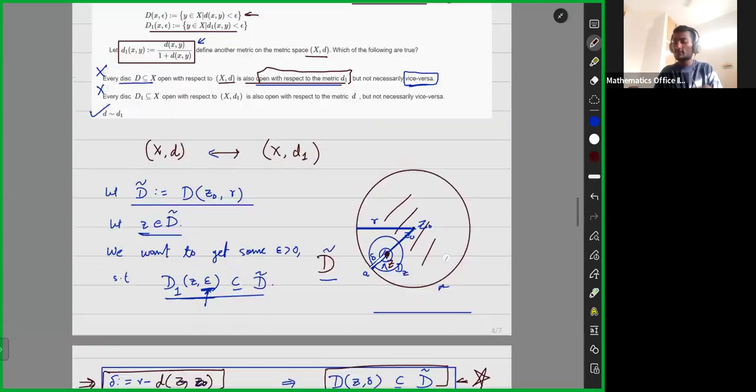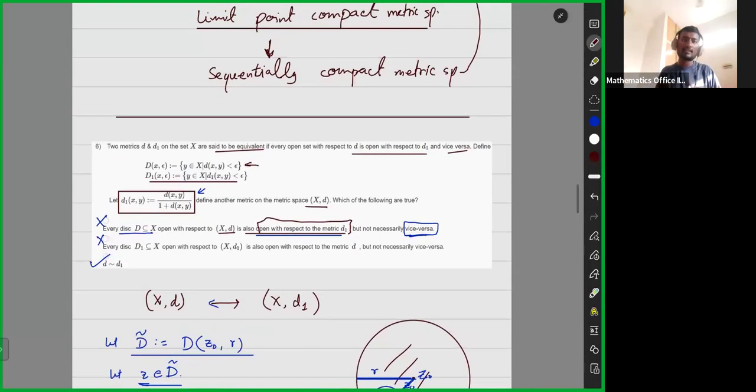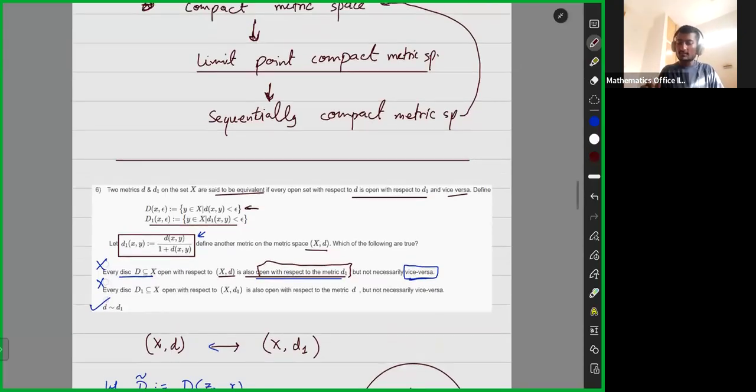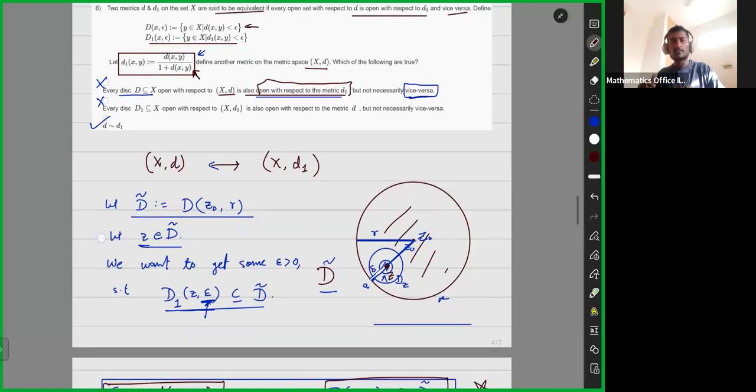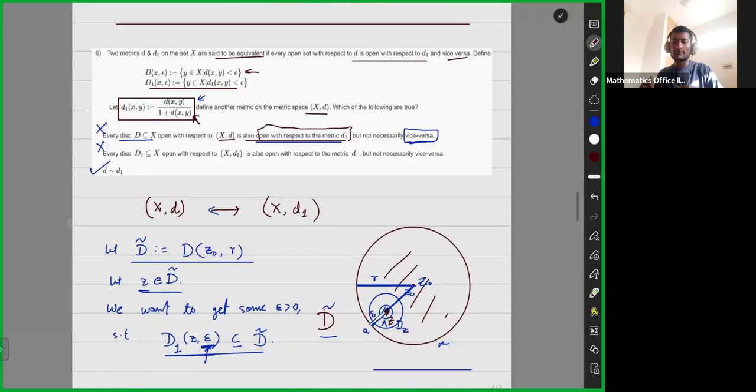So this way we have shown that d delta is open, and the converse is also true, because d1 is defined in terms of d, and if you know d1, you can define d. So d gets a very similar expression, just like this, and you get a solution of that. So these two topologies are equivalent. Can we go to the next question?